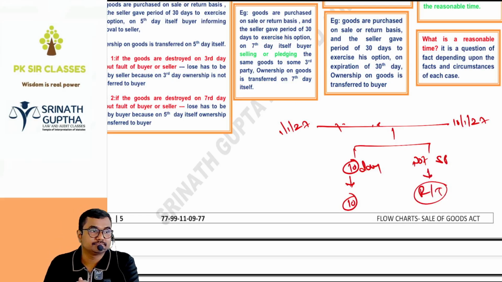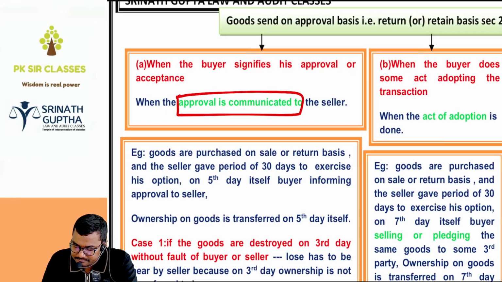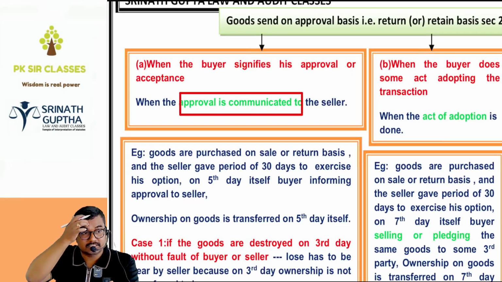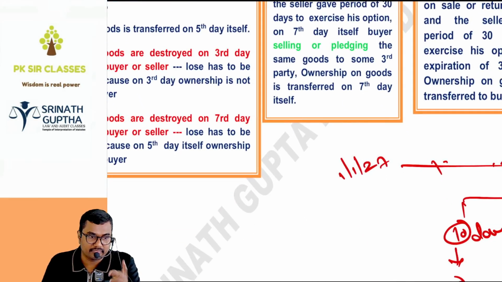Which time? Reasonable time is a question of fact depending upon the facts and circumstances. First one: when the buyer signifies the approval, ownership will be transferred. When approval is communicated, the ownership will be transferred. In our example, on the third day itself.